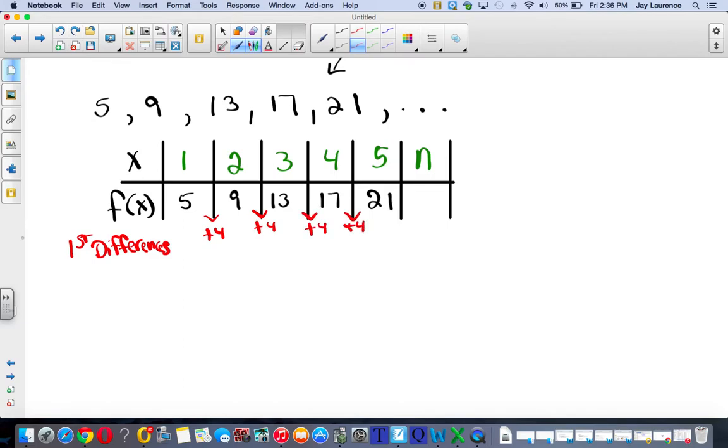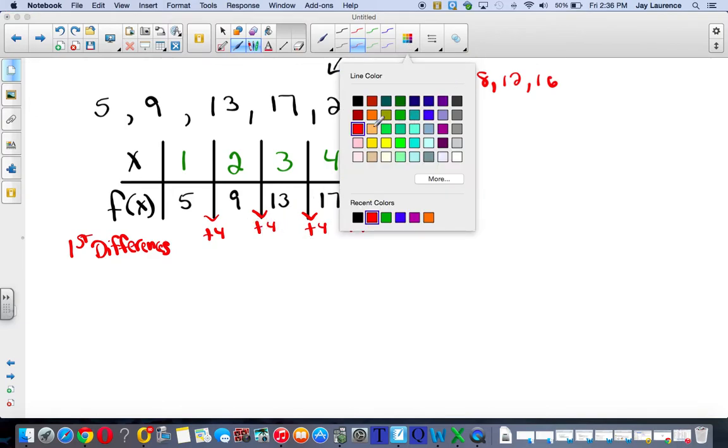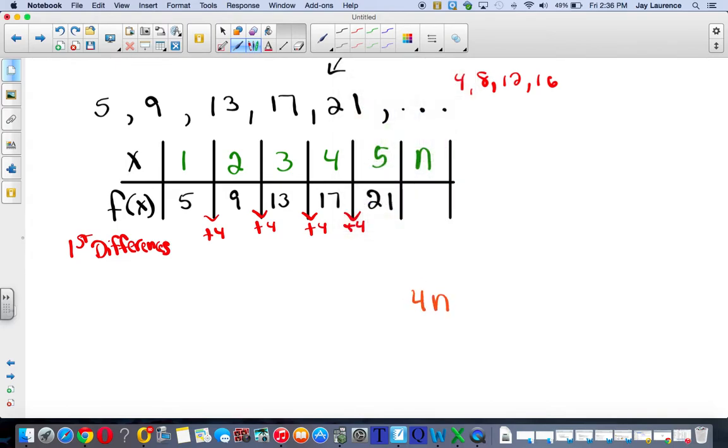Now, when things are going up by 4 every time, think about it, 4, 8, 12, 16, those are going up by 4. What are those? Those are multiples of 4, aren't they? We're going to take this 4 and we're going to multiply it by n. Let me get a different color here. We're going to go 4 times n. I'm guessing that this 5, 9, 13, 17, 21 sequence of numbers is similar to this one. And that's why I'm calling it 4 times n.